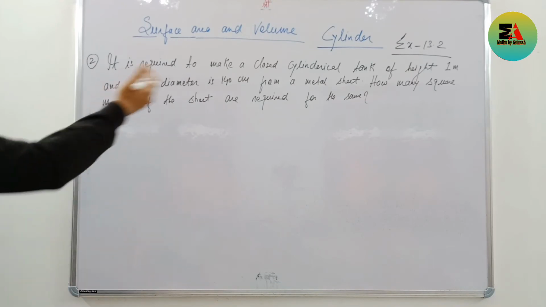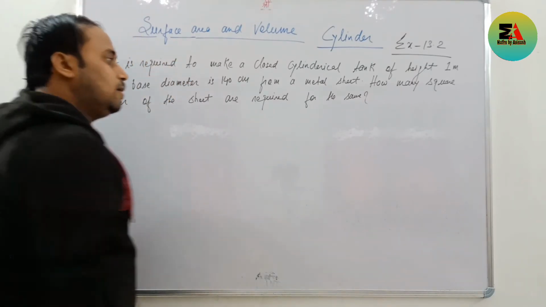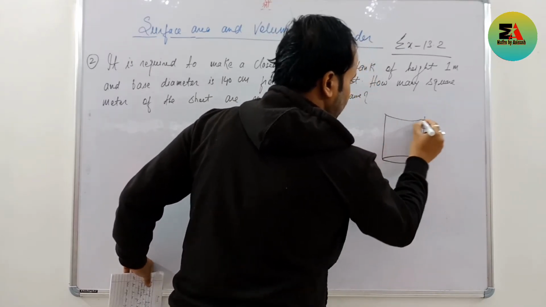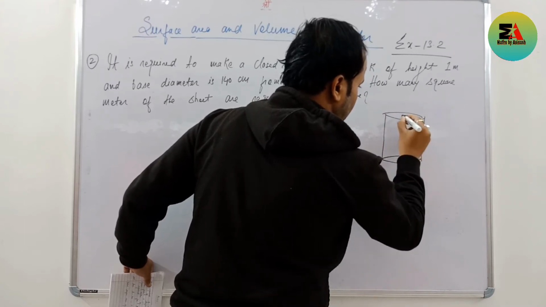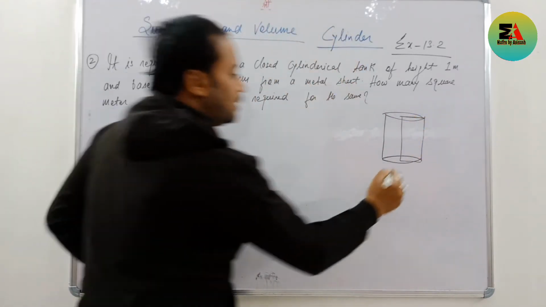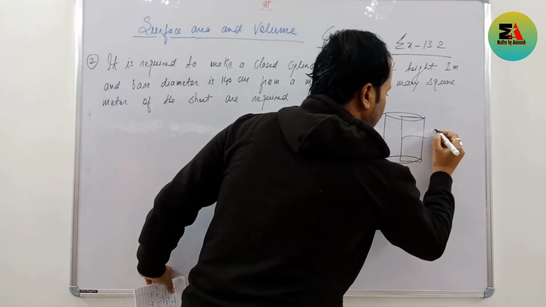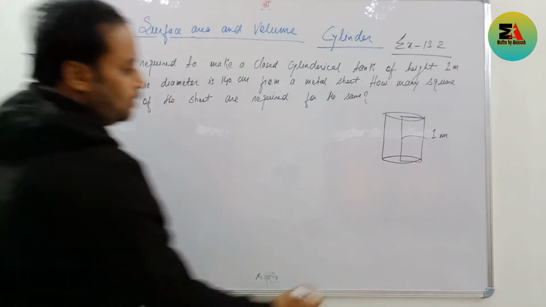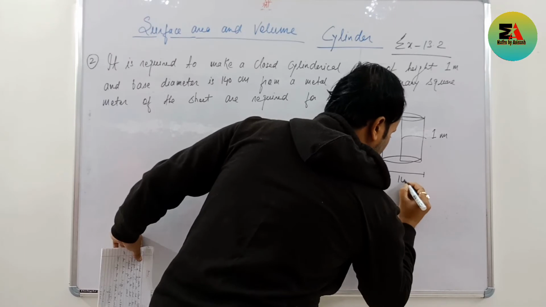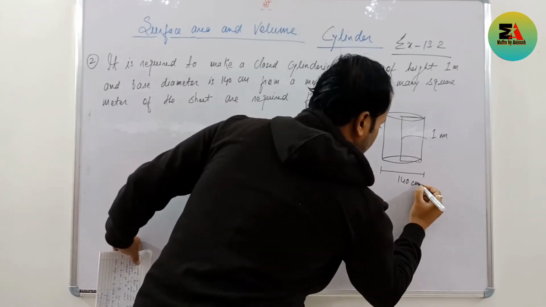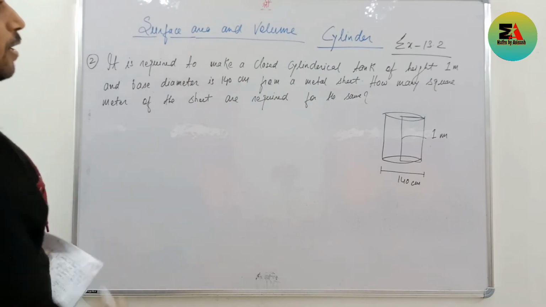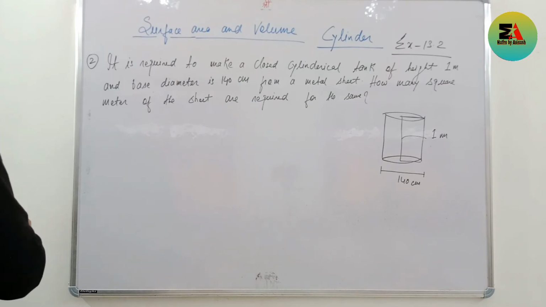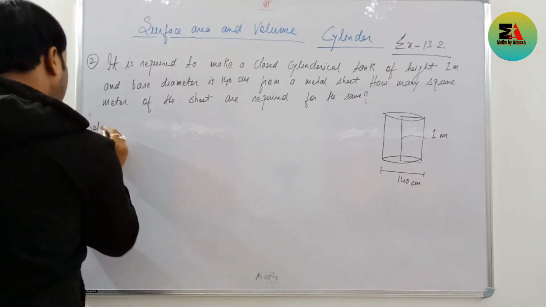The question says it is required to make a closed cylindrical tank. We have to make a closed cylindrical tank from a metal sheet. This is a cylindrical tank, in which height is 1 meter and diameter of base is 140 centimeter. Height is given in meter. Now, how do we calculate how many square meters of sheet are required? You have to calculate the total surface area.